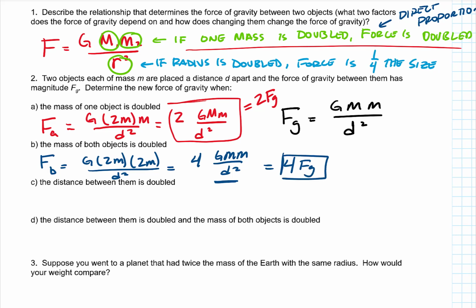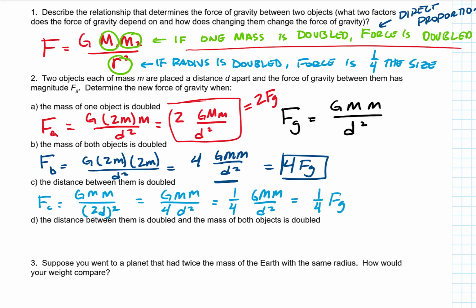If the distance between them is doubled, for C, and this is what we talked about in question 1 a little bit, I've got G times m times m over (2d) squared. So I'm going to have to take that square and apply it to both things. So I've got Gmm over 2 squared, which is 4, times d squared. So that's 1/4 Gmm over d squared. That's 1/4 of the original force that we had before. Mathematically, that's how it works out.